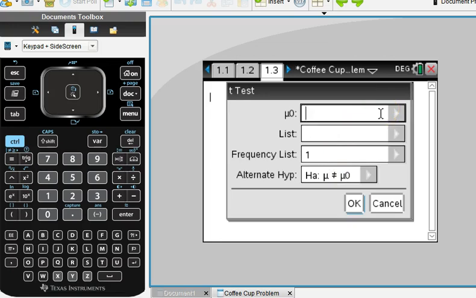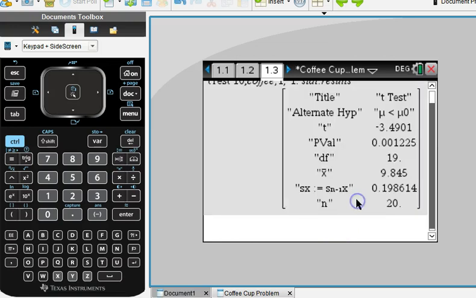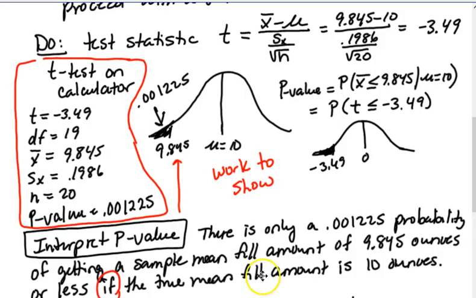Our null hypothesis value for mu is 10. My list is called coffee, so I'm going to put coffee in, and my alternate hypothesis was less than 10. When I get these values, I am going to copy them down: what is t, what is the p-value, what is the degrees of freedom, what is x bar, what is the sample standard deviation, and what is n. I'm just going to list those on my paper, and then use those values to fill in the work that I need to show. So here are all the lists, although I accidentally put the p-value at the end; it was supposed to be right after t. But anyway, here's the list that I got from my t-test on my calculator.